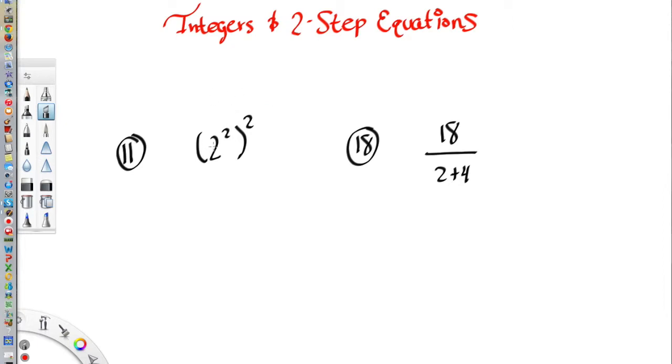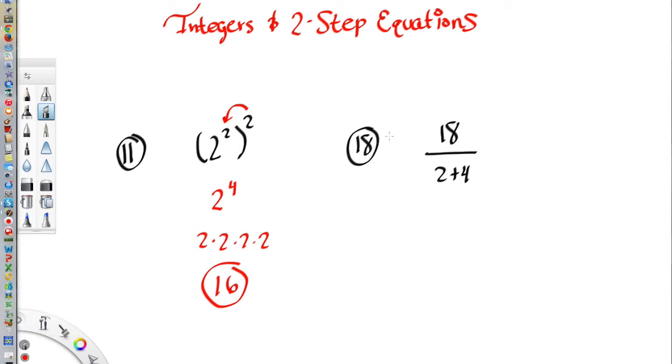Now, number 11, I've got 2 to the second power raised to the second power. And I know that anytime I raise a power to a power, what I do with my exponents is I multiply them. So this is really 2 to the fourth power. So I've got 2 times 2 times 2 times 2. 2 times 2 is 4 times 2 is 8 times 2 again is 16. 16 is my final answer.